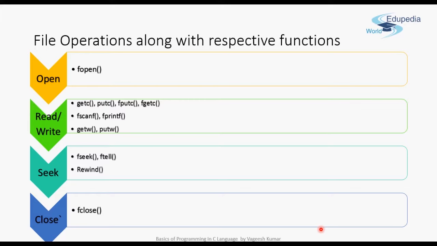Now we will map these functions to the file operations. Corresponding to the file operations we have these respective functions. We have 4 operations that we can do on a file. First is opening a file, for which we have fopen. Then you can read or write to a file, with these functions: getc, putc, fgetc, fputc, fscanf, fprintf, getw, and putw. Similarly you have seek operations that you can do on a file. You can go back, you can go forward, you can go to a particular position in the file, you can rewind the file to the first position. All these functions will help you do that: fseek, ftell, and rewind.